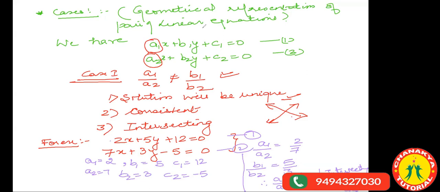Ma'am, what is that? Intersect? Intersect means it cuts. Intersecting means a unique solution, so there will be one solution. And then consistent: if a solution is there, then the system will be consistent. If a solution is not there, then the system will be inconsistent. Clear, beta? Yes, ma'am.